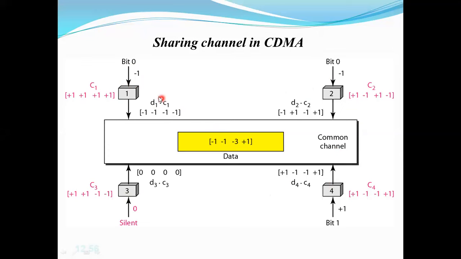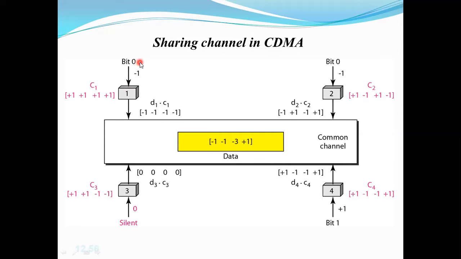Now, when it multiplies D1 and C1, the C1 for station 1 is plus 1, plus 1, plus 1, plus 1. This is the code sequence of station 1. Whatever bit you are sending, suppose it is 0, that means minus 1, and you need to multiply it with this particular code. The result is D1 multiplied by C1. Plus 1 multiplied by minus 1 becomes minus 1. Then plus 1, minus 1, minus 1, and so on: minus 1, minus 1, minus 1, minus 1.